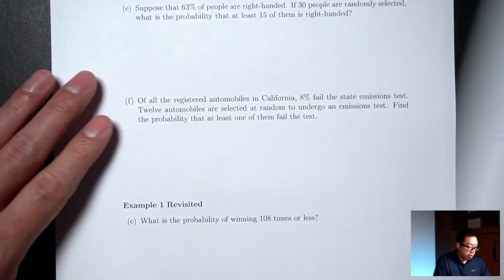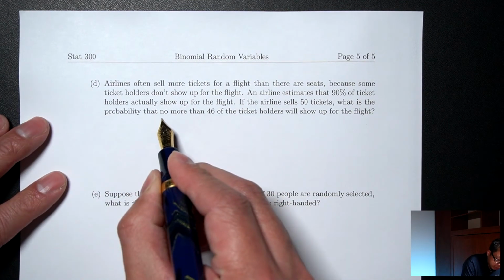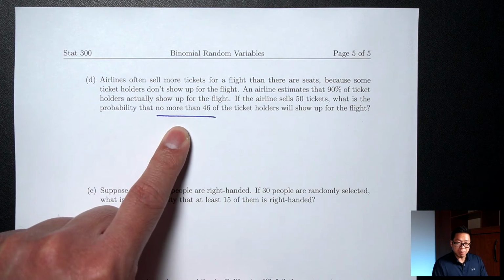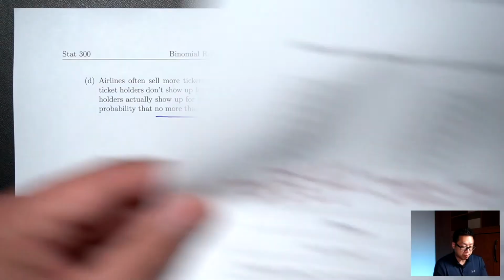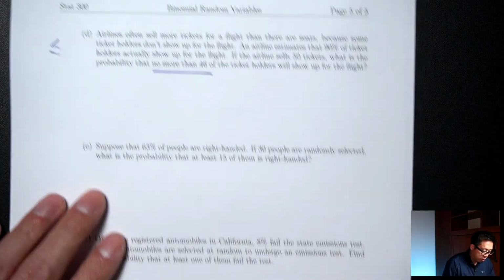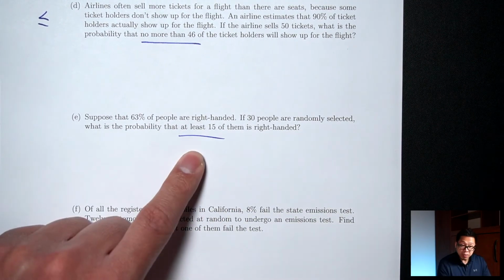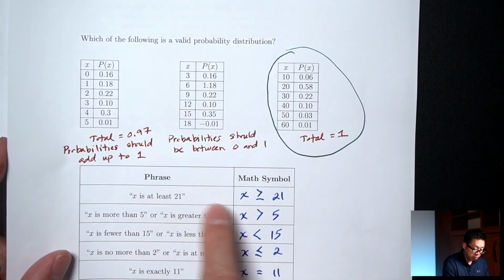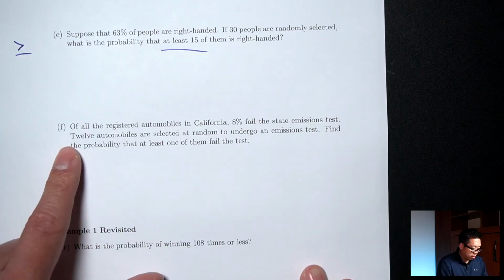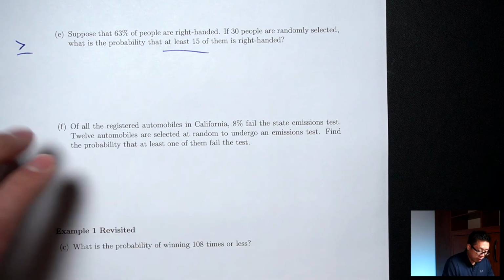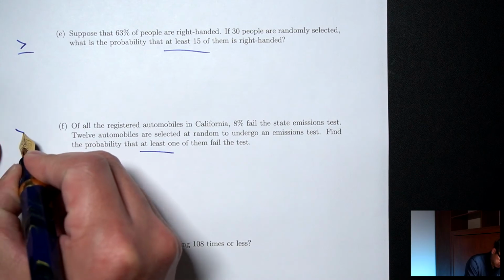Do the same thing. Part D, what is the probability that no more than 46? No more than. What does that mean? No more than. Less than or equal. Part E, what's the probability that at least 15? At least 15, greater than or equal to. Part F, find a probability that at least 1. At least 1, kind of same thing here. At least is going to be a greater than or equal to.